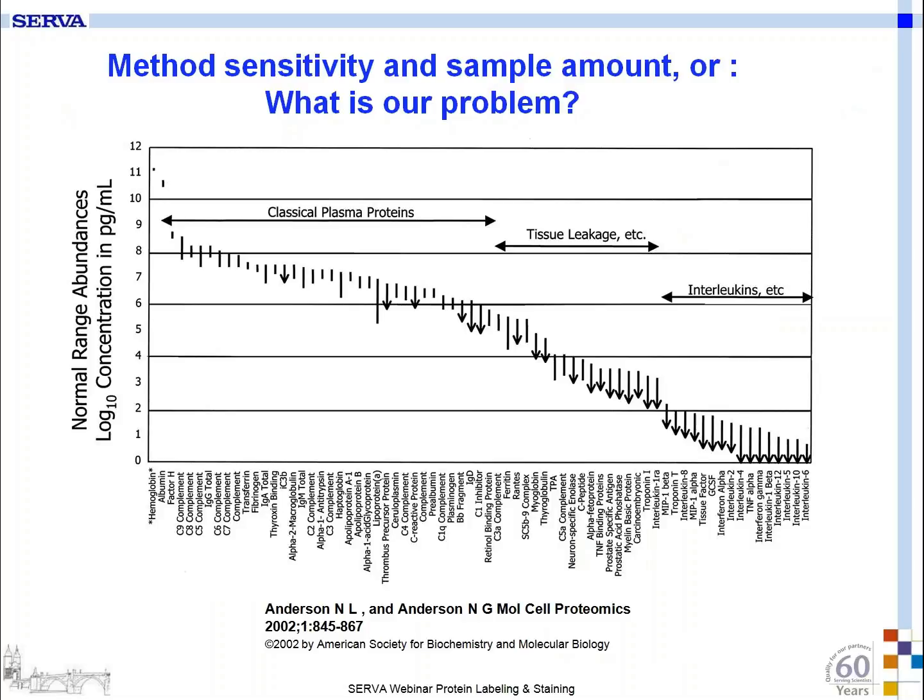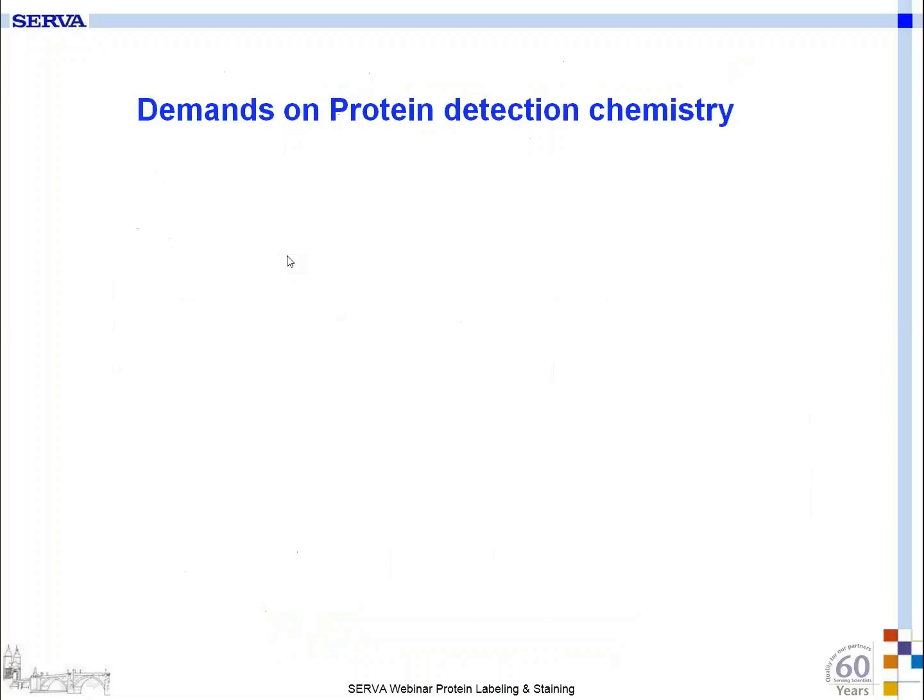So what you see here is the normal range of abundances of different proteins you can have in your sample. This was reported by Anderson in 2002, and what you see additionally is that the abundance is different depending on where your protein comes from. So this comes then to the demands that you have on your protein detection chemistry.